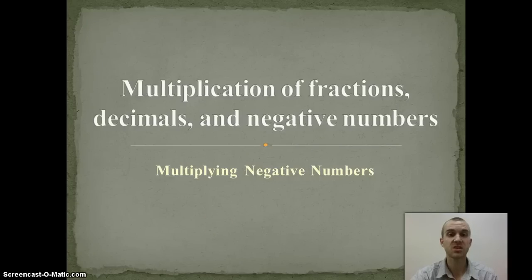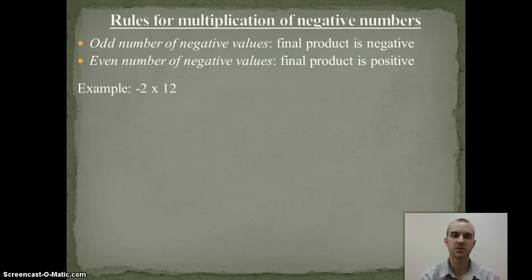In this video, we're going to explore multiplying negative numbers. Now, rules for multiplication of negative numbers. When we have an odd number of negative values in our product, the final product will be negative. If we have an even number of negative values, then our final product will be positive. So let's look at some examples.